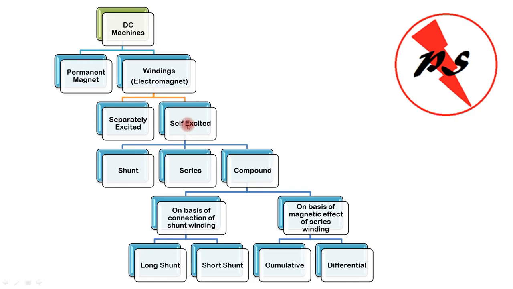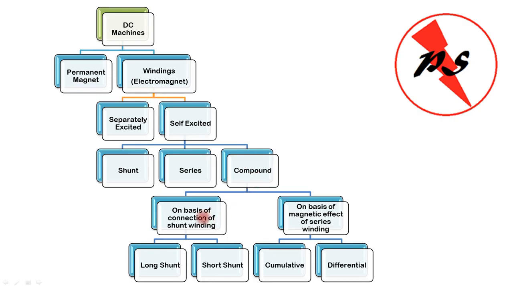Now, on the basis of how the field winding is connected to the armature, a self-excited DC machine can be further classified into shunt, series or compound type of DC machine. In shunt DC machines, the field winding is in parallel to the armature. In series DC machines, the field winding is in series to the armature. In compound type of DC machine, there are two sets of field windings. One is the series winding, which is in series to the armature. The other is the shunt winding, which is in parallel to the armature.